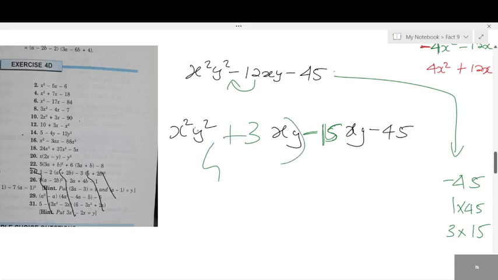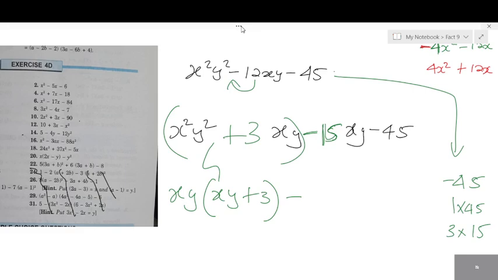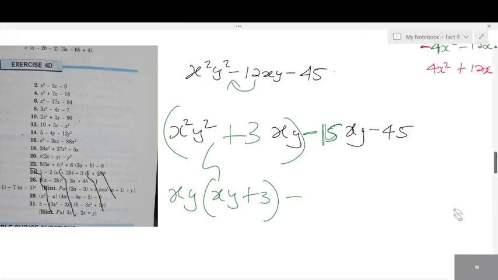Plus. Next, group this. What is common to them? Which one has the lowest degree? x and y, right? So you get xy plus 3. Here, minus. What is common to 15 and 45? Highest common factor is 15, right?